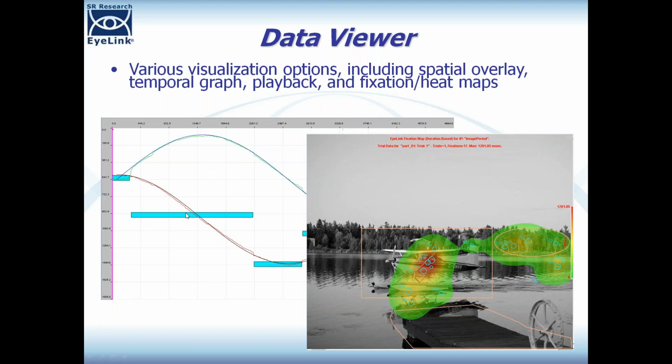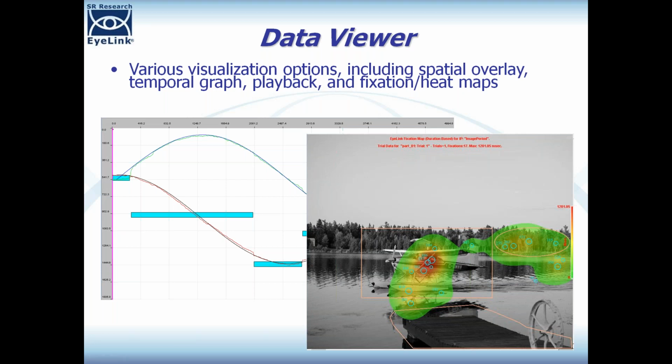So on the left here, we have what's called a temporal graph view, which can show the eye position over time. So along the x-axis we have time, and then along the y-axis, we have position. And this graph is showing the position of the eye, which is the red and green lines here, along with the position of a moving target in a smooth pursuit study. So these black and blue lines here show the position of the moving target over time. And so you can easily compare the position of the eye over time to the target over time.